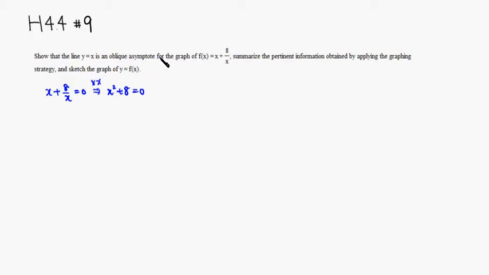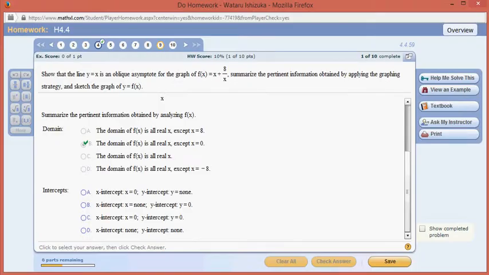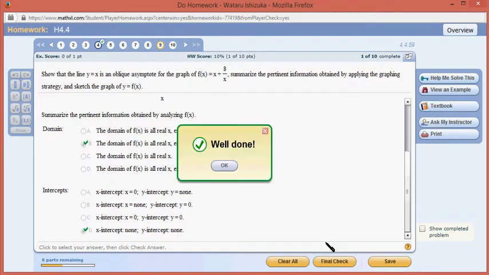So there's no x-intercept. How about the y-intercept? There's no y-intercept because we cannot plug in x equals 0, since that's not in the domain. So we don't have an x-intercept or a y-intercept. Let's check the answer.